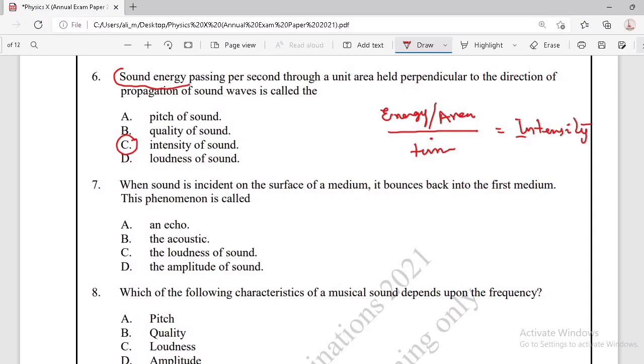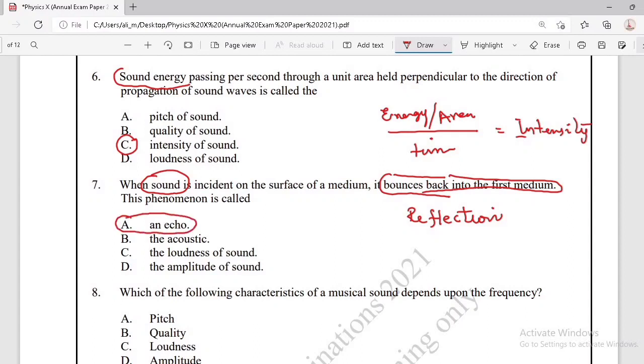When a sound is incident on the surface of the medium, it bounces back into the first medium. So there is the bouncing back of wave when it travels from one medium into another medium. So the sound wave is bounced back, and this phenomenon is known as reflection of sound. And specifically, reflection of sound wave is known as echo. So the right answer for this question number 7 is option A.